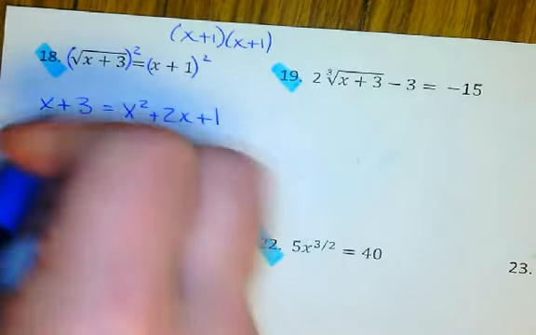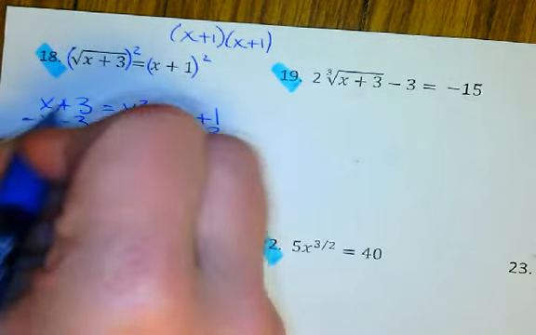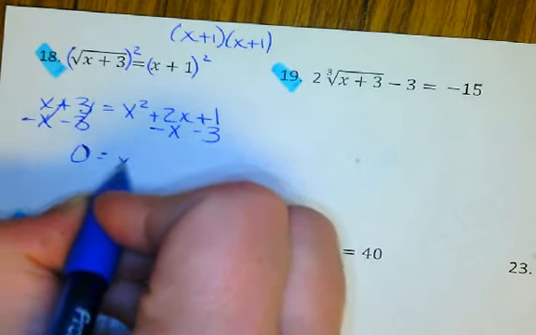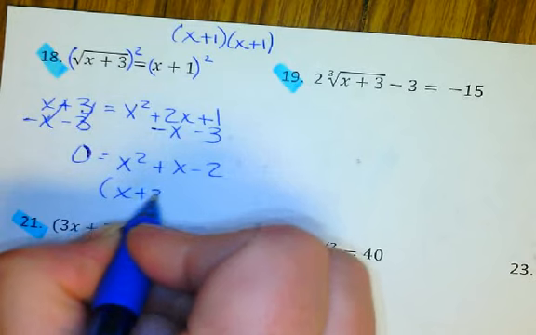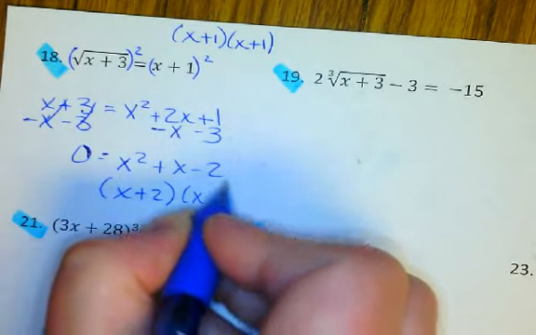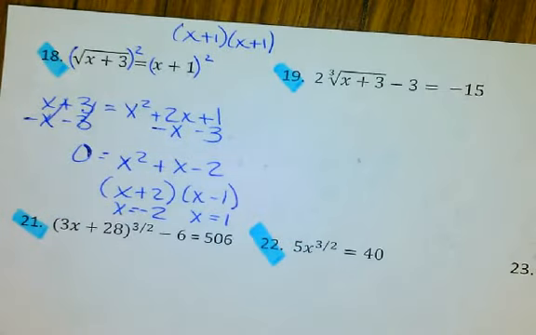And again, because I'm dealing with an x squared, I need to make the whole thing equal 0. So 0 equals x squared plus x minus 2. And if I factor, I get that, which means x equals negative 2 and x equals 1.